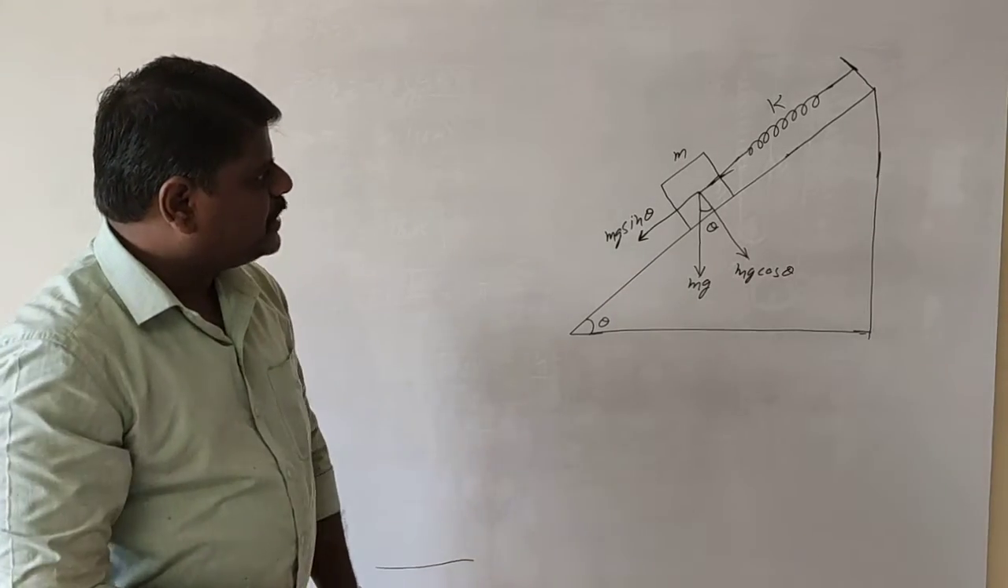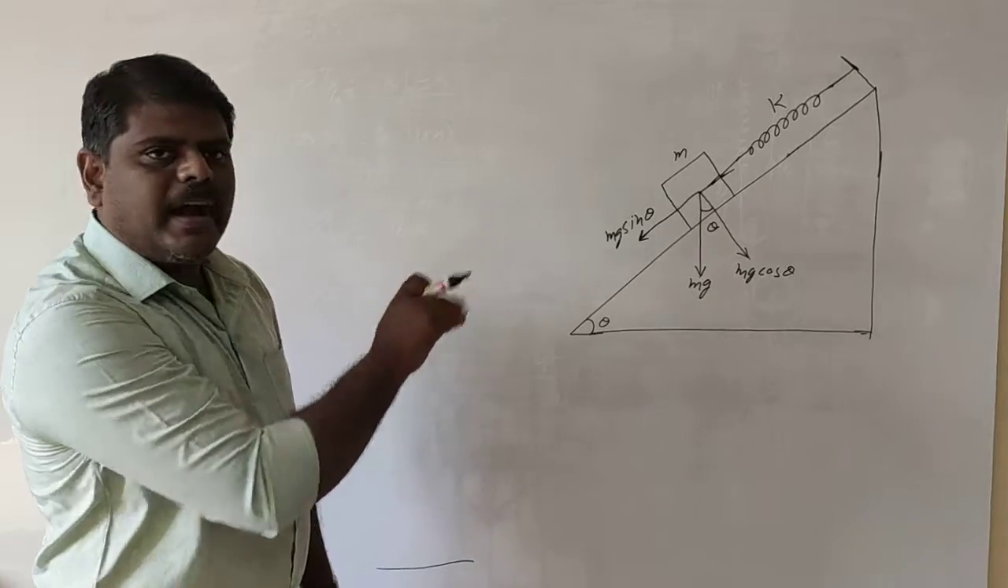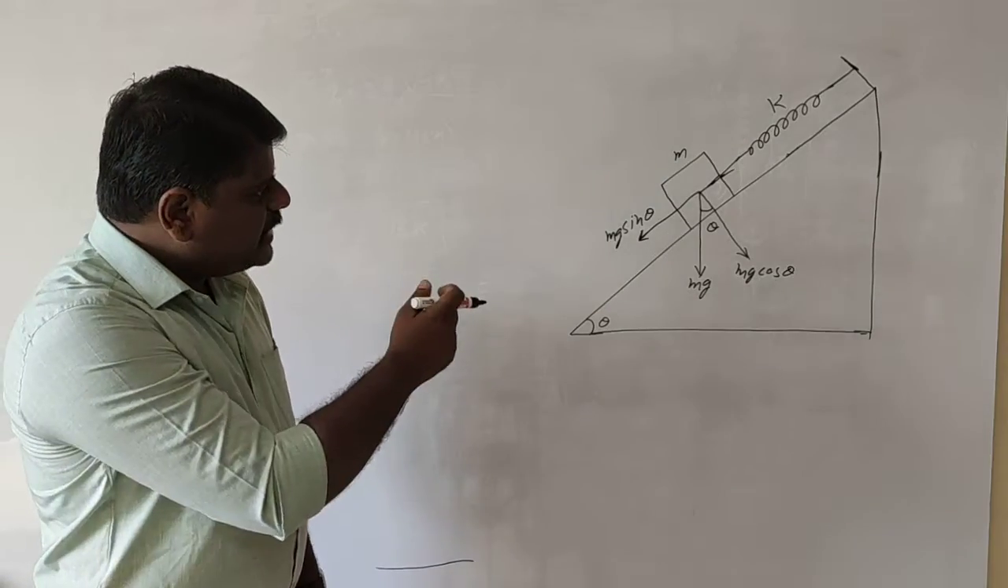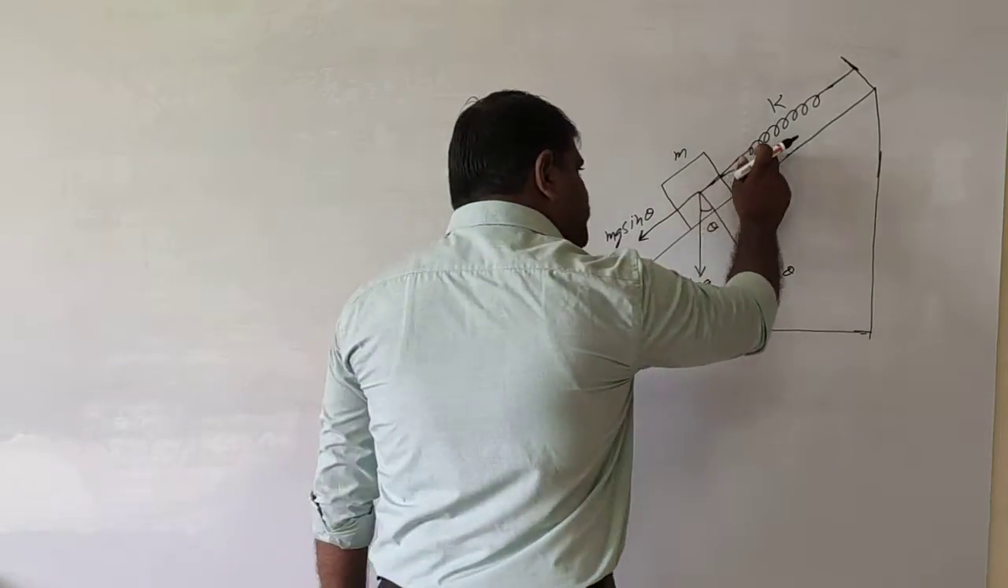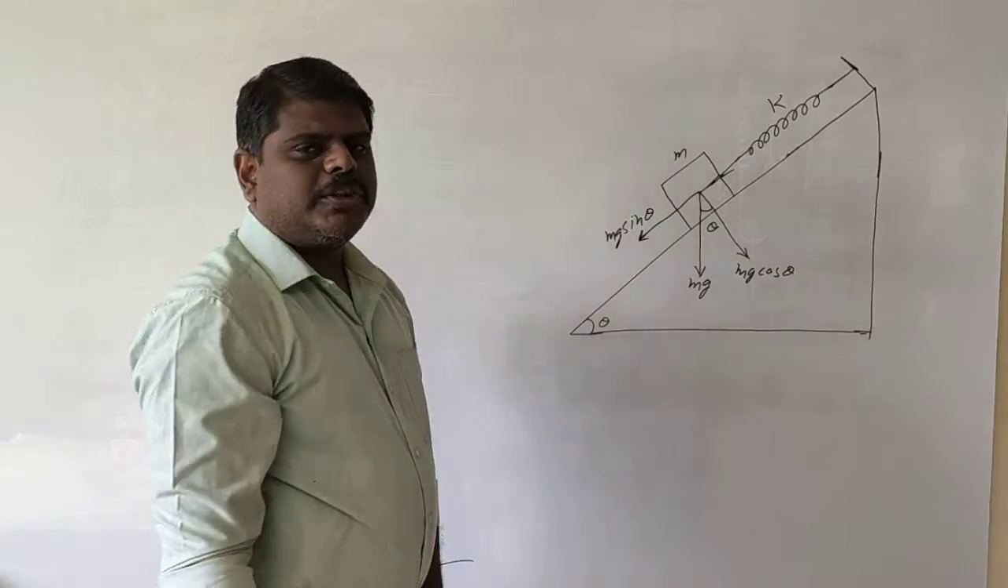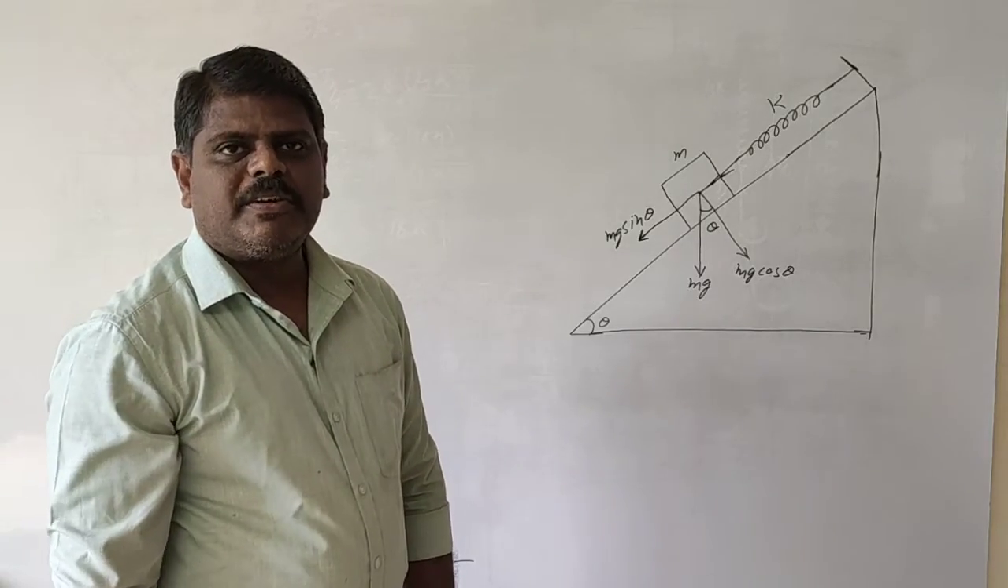In the equilibrium position, the object is not coming down or moving up. What does that mean? mg sin theta is pulling in the downward direction, and which force is pulling in the upward direction? The spring is pulling upward. What is the force applied by the spring? The formula is F equals kx.